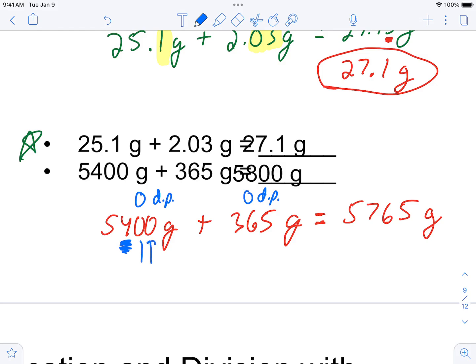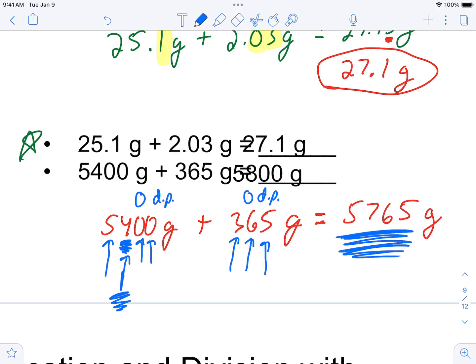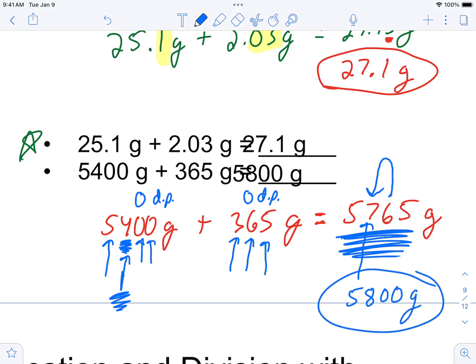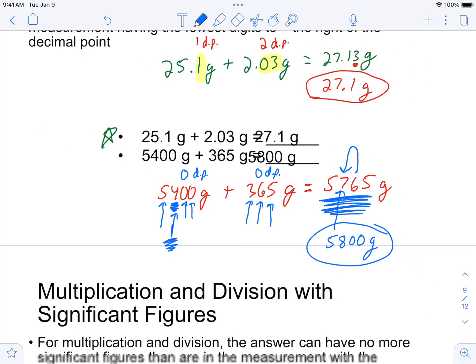The ones, the tens, the hundreds, the thousands. So I am limited by the hundreds place. So I have to round this to the hundreds place. This 6, 5 and up tells you to round up, so it would round that 7 up to 5,800. And that would be my answer. So that is addition and subtraction.